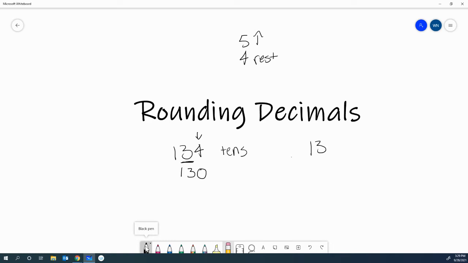What if we had 138 and we need to round to the tens place? We're still going to underline that tens place and draw an arrow over the one to the right. But this time, it's more than a 5. So we're going to raise the score of the 3. That 3 is going to turn into a 4. We bring down the 1, that 8 becomes a 0. Make sure you bring down that 1.